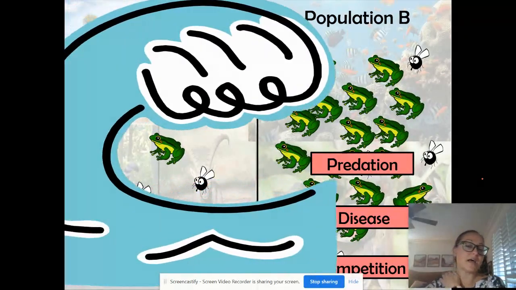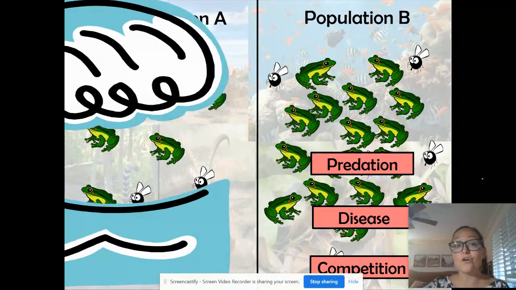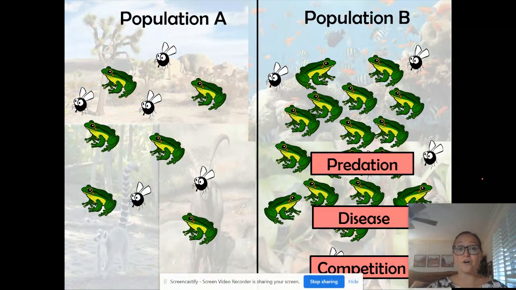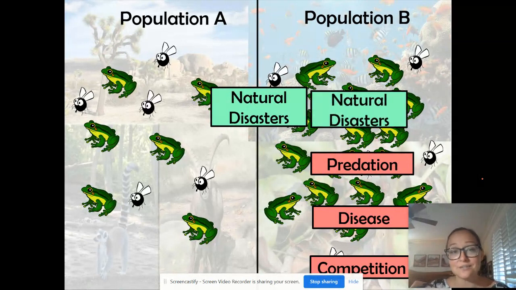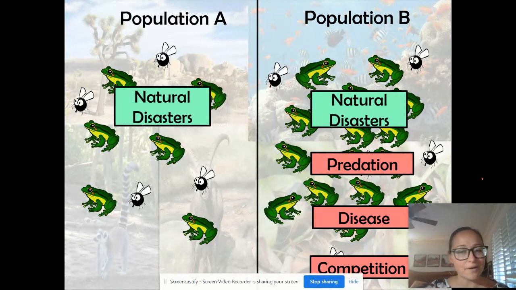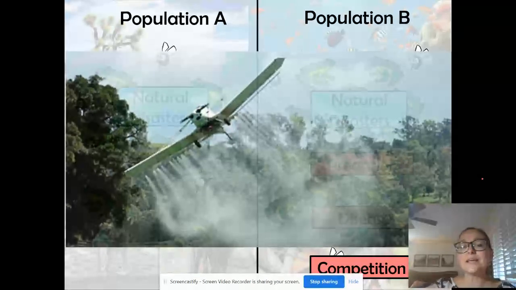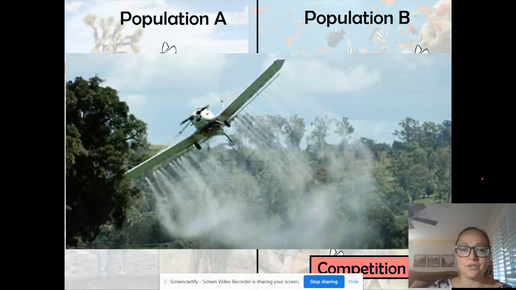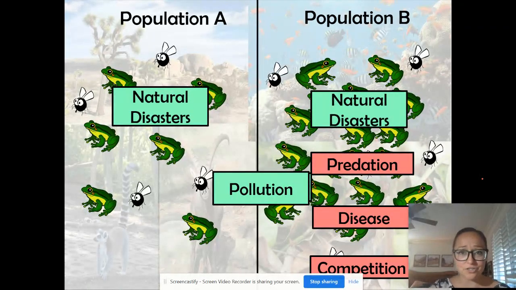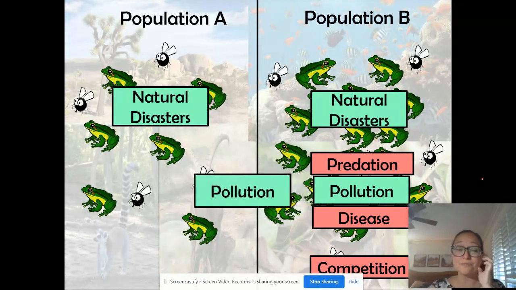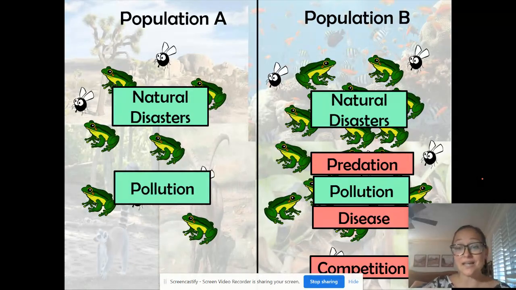Now, let's say there's a flood that comes, enormous amounts of rain, the rivers overflow and there's flooding. Does population density really matter here? No, both populations, A and B, will be affected by natural disasters. That isn't really dependent on population density. Now, things like pollution, air pollution, water pollution, soil pollution, etc. also don't depend on the density of the population. Individuals will be affected by pollution regardless of population density.